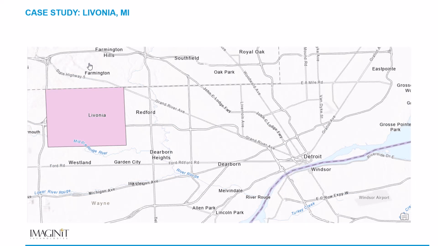Let's explore the case of a water main break in Livonia, Michigan. Livonia is a community in Wayne County in southeastern Michigan with a population of roughly 100,000 people. This narrative sheds light on how advanced technologies can significantly improve municipal services, particularly in the face of unforeseen challenges.